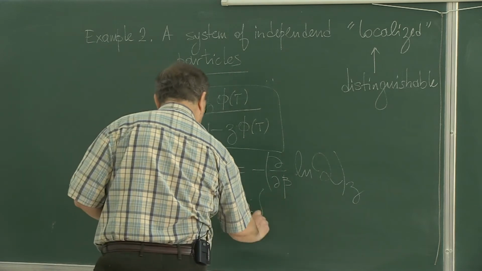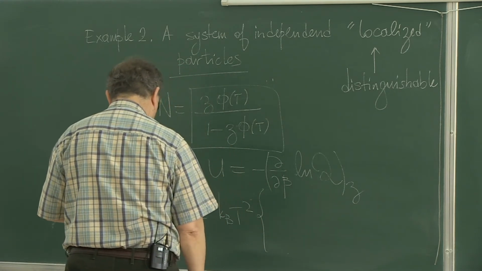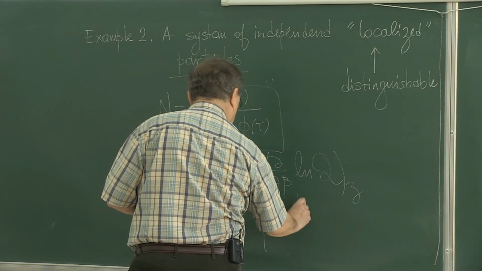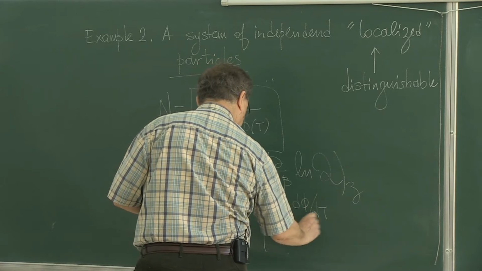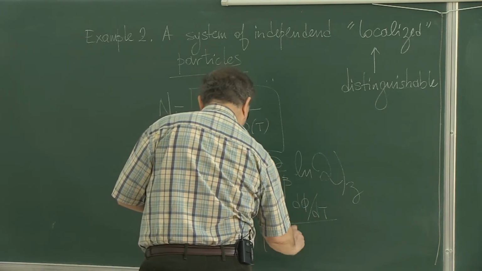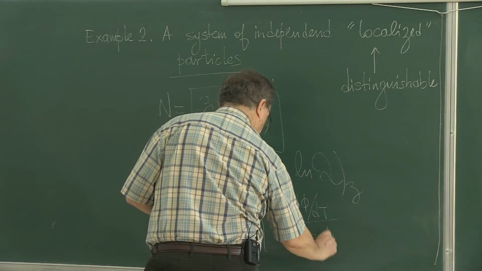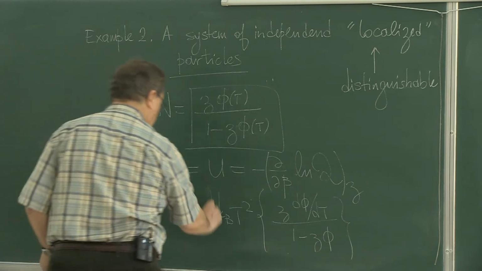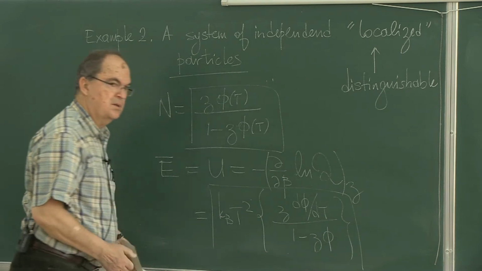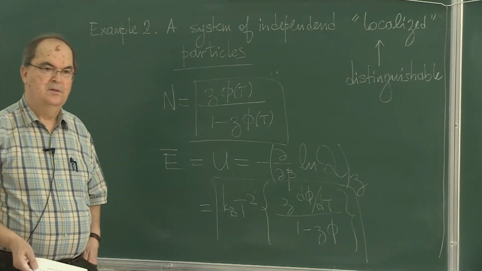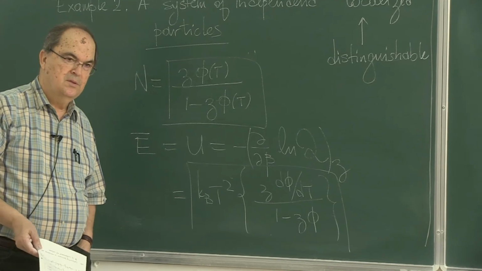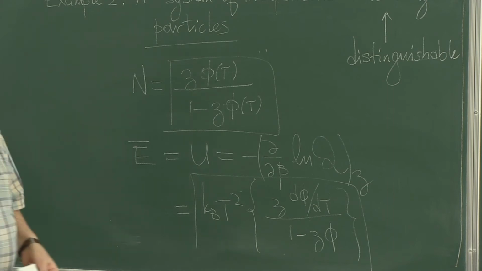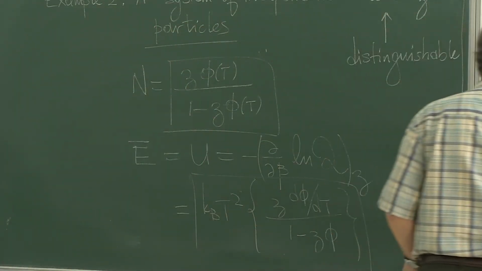kB T squared z times d phi dt divided by 1 minus z phi. That's the expression. So if you know phi, the single particle canonical partition function, you know energy, pressure, number of particles, everything.